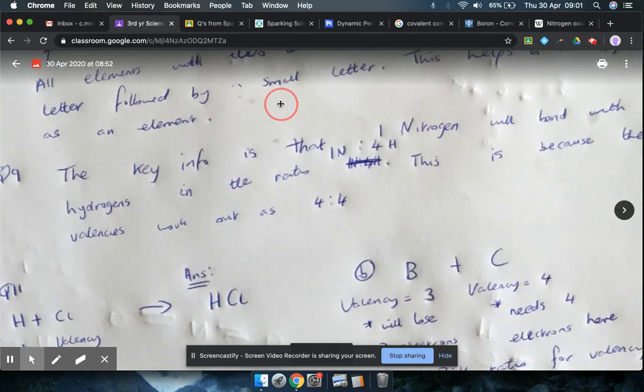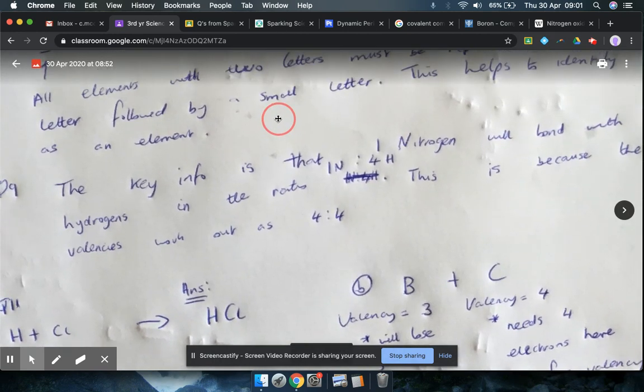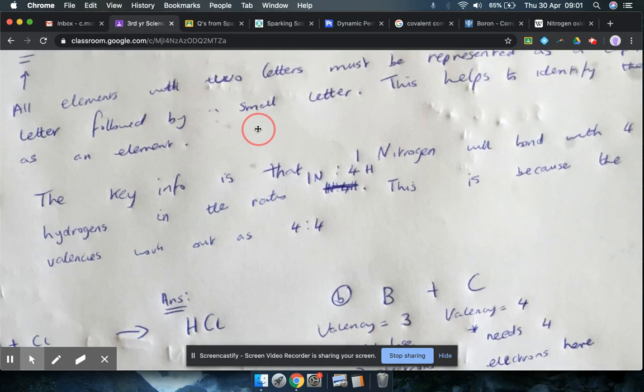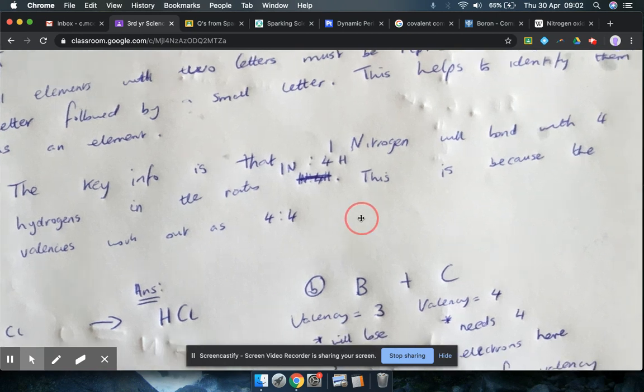Question 9. The key info really that you can get from NH4 is that one nitrogen will bond with four hydrogens in a ratio of 1:4. This is because of the valencies, which work out as 4:4.